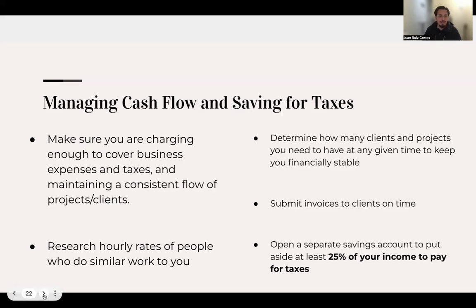Make sure you don't take on more work than you can handle so that you maintain good relationships with your clients. Submit all your invoices on time, because if you have, for example, net 30 payment terms, then you're going to get paid within 30 days. And maybe it's important to you to get paid soon enough. So if you determine you're going to invoice your client on the first of every month, make sure you do that. So then you get paid the sooner the better.